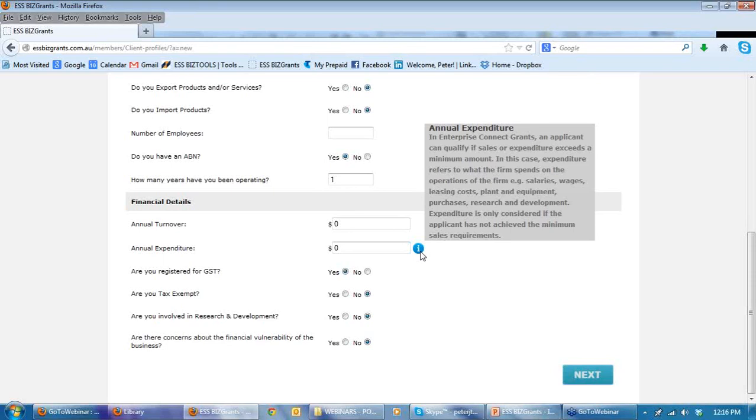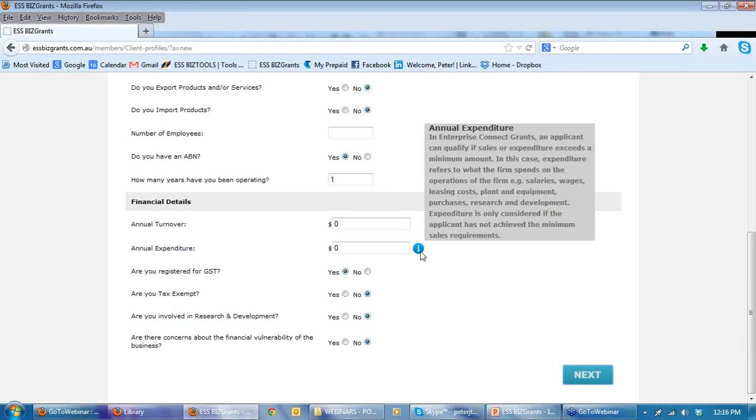Expenditure comes into play in the Enterprise Connect grants, and as Enterprise Connect is arguably the largest individual grant supplier on the number of grants issued for small medium enterprises in Australia, we thought it was necessary to highlight that. So in Enterprise Connect they have a minimum turnover or expenditure requirement, and it's the same amount of money. So for a manufacturer you need a minimum turnover or expenditure of $1.5 million.